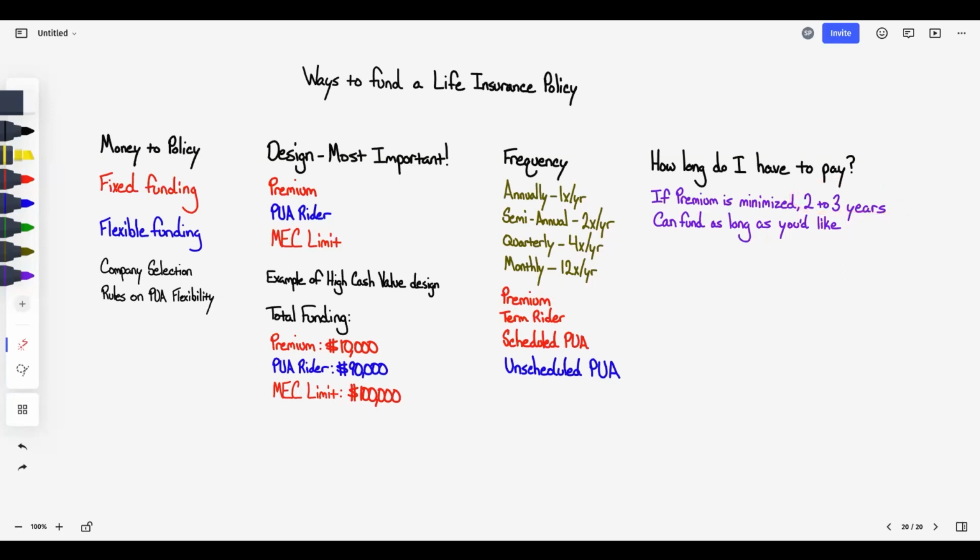And then on the flip side of that question, how long do I have to pay? You can also fund a policy as long as you'd like. Now again, the company and product, more so the product selection, will be important here because there are products that are called 10-pay policies.